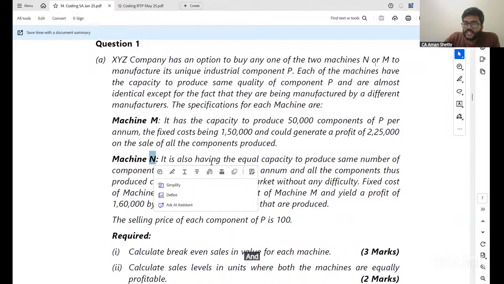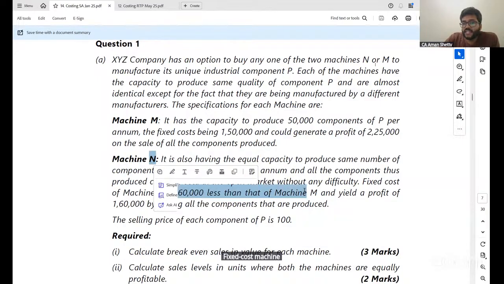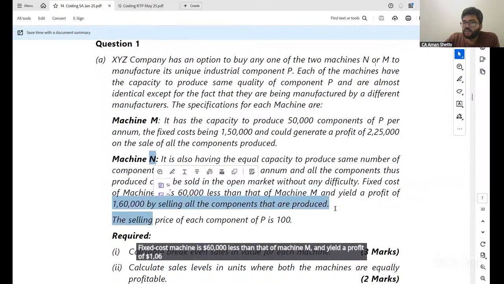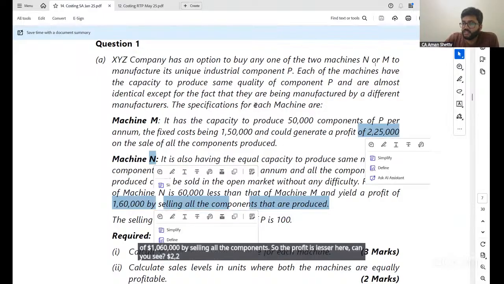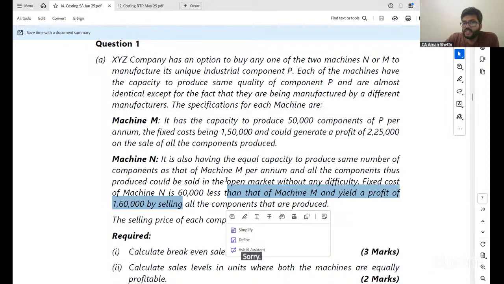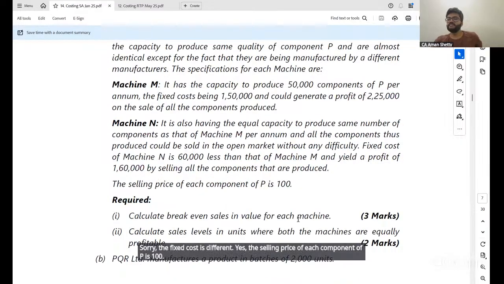Machine N also has equal capacity to produce the same number of components as machine M per annum, and all the components produced could be sold in the open market without any difficulty. The fixed cost of machine N is 60,000 less than that of machine M and it yields a profit of 1,60,000 by selling all the components. So the profit is lesser here. Can you see 2,25,000 and 1,60,000? The number of units is the same, but the fixed cost is different. Understood, all of you? The selling price of each component of P is 100. Calculate break-even sales in value for each machine.